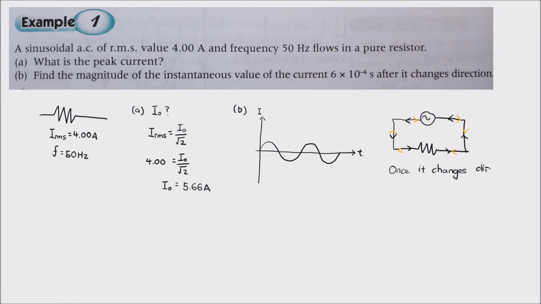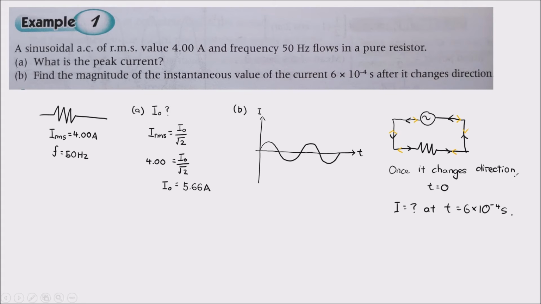Okay, once it changed direction, then time starts. So you can think of it as time equals 0. And then they ask for the current. The current is what at time t equals 6 times 10 to the power negative 4 seconds.